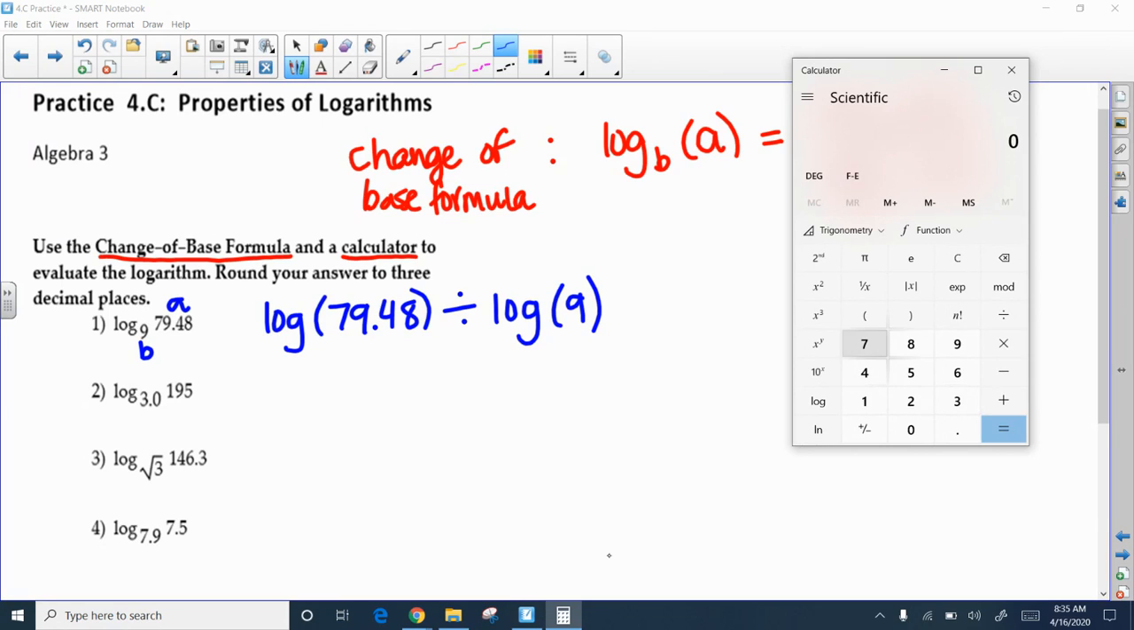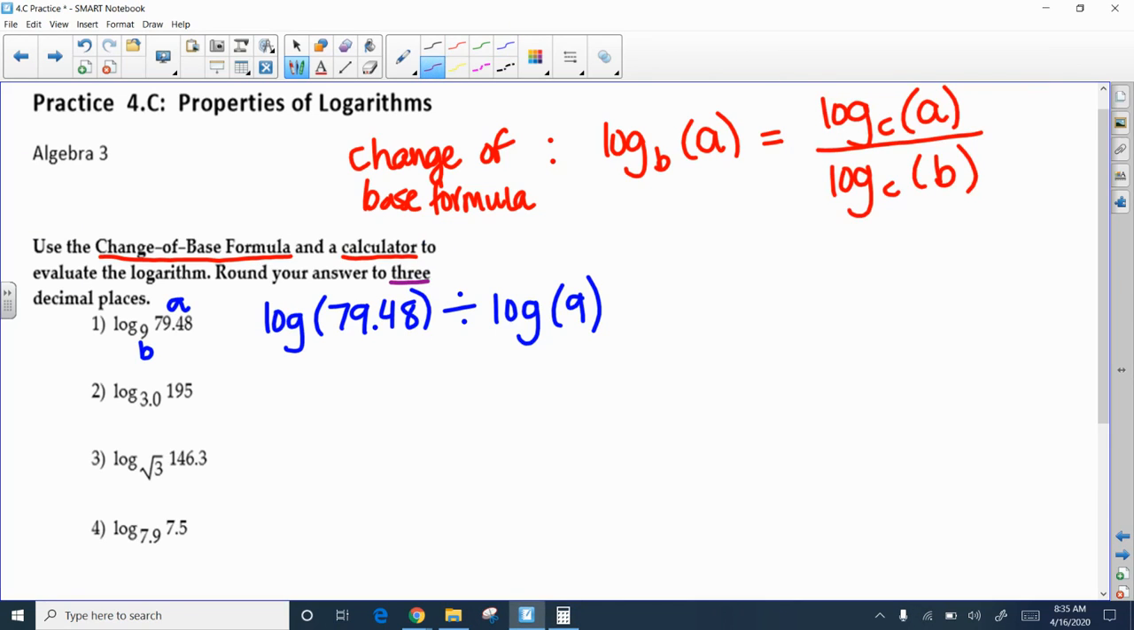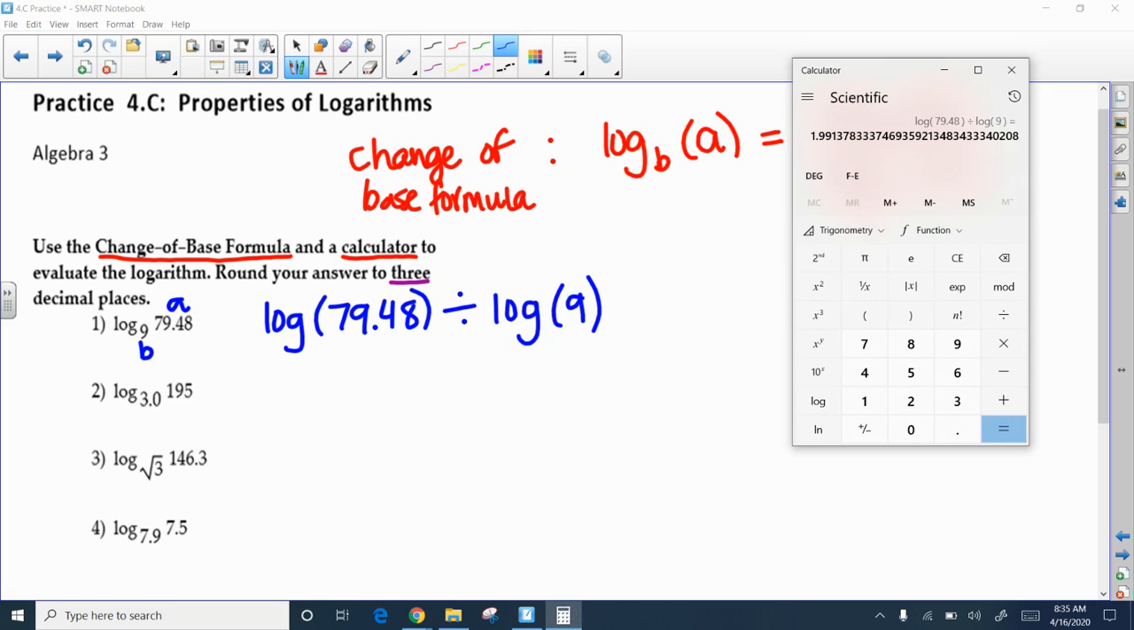So whatever calculator you have, we've got to enter that in. So log of 79.48 divided by log of 9. Oops, I entered that in wrong. 9 log equals. And this says round your answer to 3 decimal places. So that's why I rounded to 3 decimal places. This would be approximately 1.991.